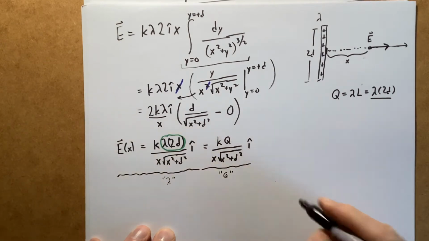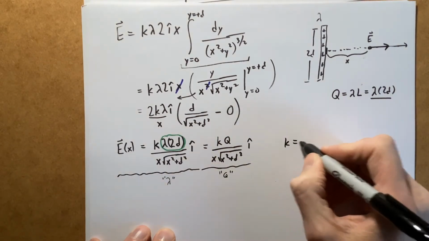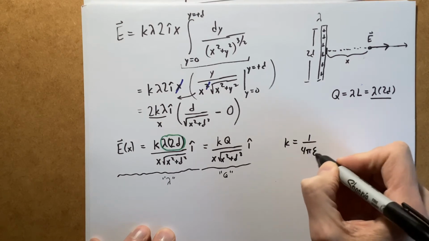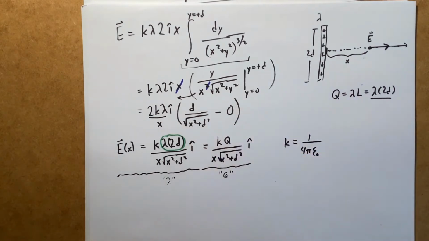They're one and the same. You could, of course, express this in other cosmetic ways, such as swapping out k for epsilon naught. There's lots of different ways this could look.